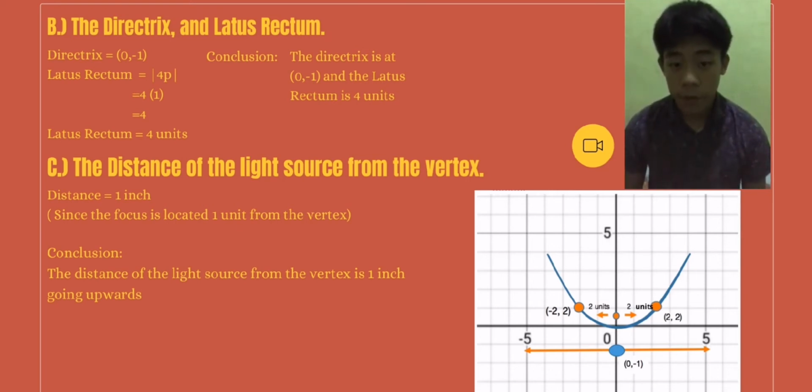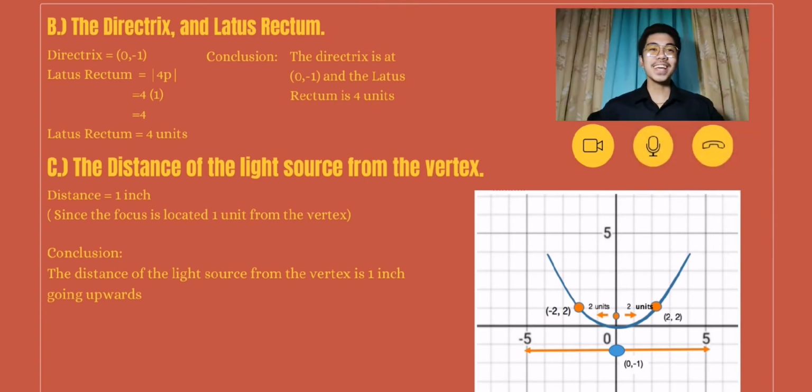4p is the formula used in finding the latus rectum. So here, we will substitute the p or focus to 1, and that will give us the answer of 4 units. So our conclusion is that the directrix is at (0, -1), and our latus rectum is 4 units.